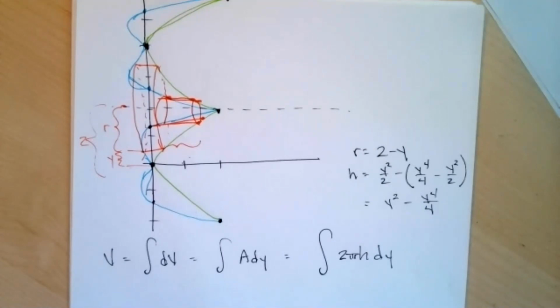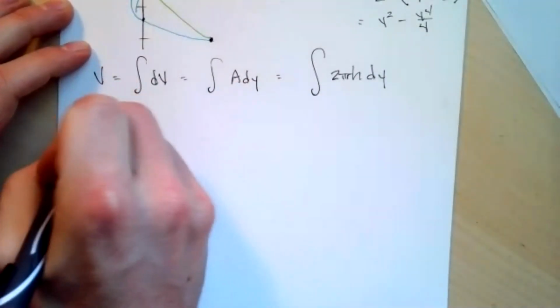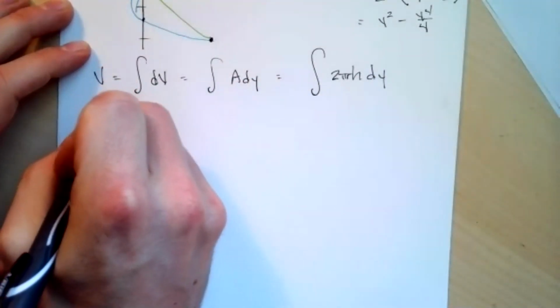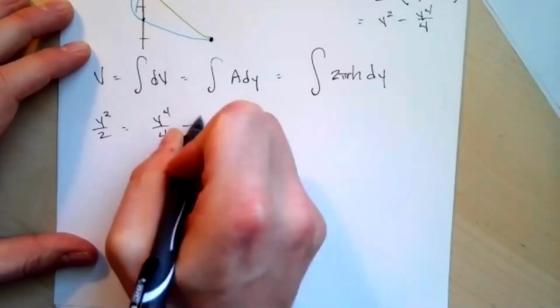Yeah, he's right. Okay, let's go through the math. How do we find the points of intersection? We want to set the curves equal. We had y squared over 2 is equal to y to the 4th over 4 minus y squared over 2.